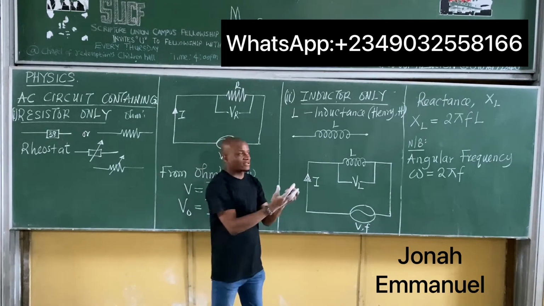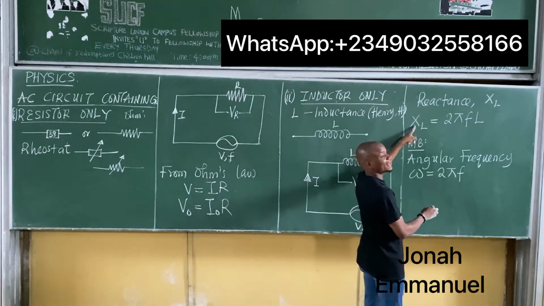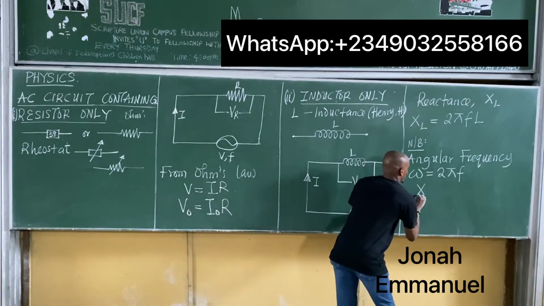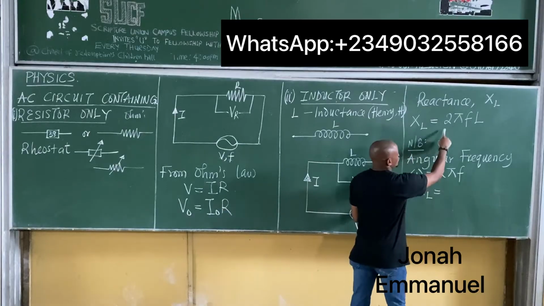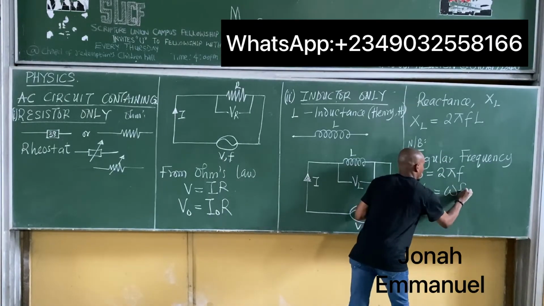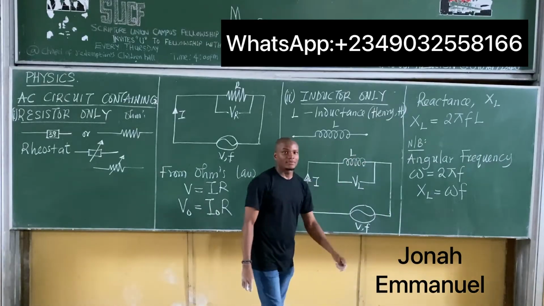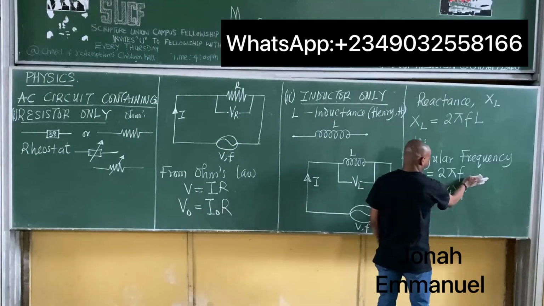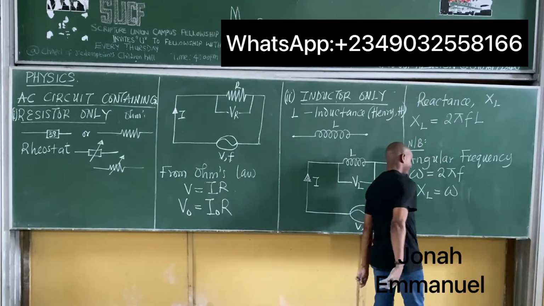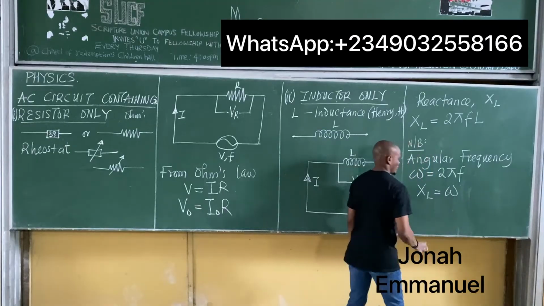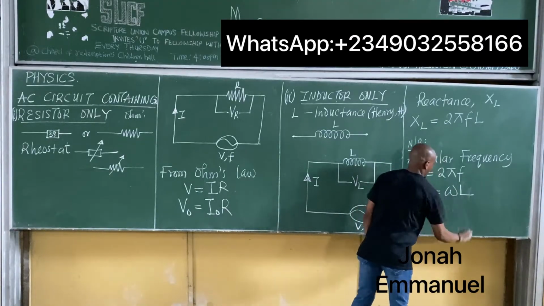In other words, we can say that the reactance across the inductor circuit, XL, is equal to 2 pi f L, and with omega as 2 pi f, that becomes omega L.